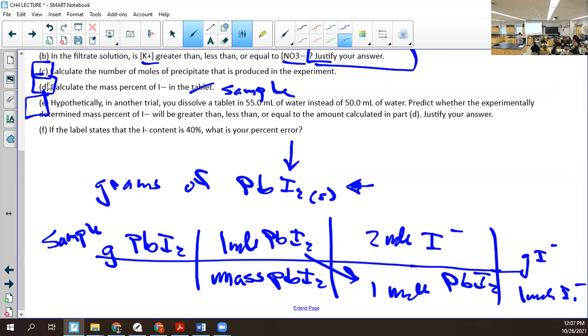Hypothetically, in another trial, you dissolve a tablet in 55 milliliters of water instead of 50. Predict whether the experimentally determined mass percent I would be greater than, less than, or equal to. Ready, set, fire away. Discuss that one. This is a really super good question. All right, don't forget, you two talk to each other.